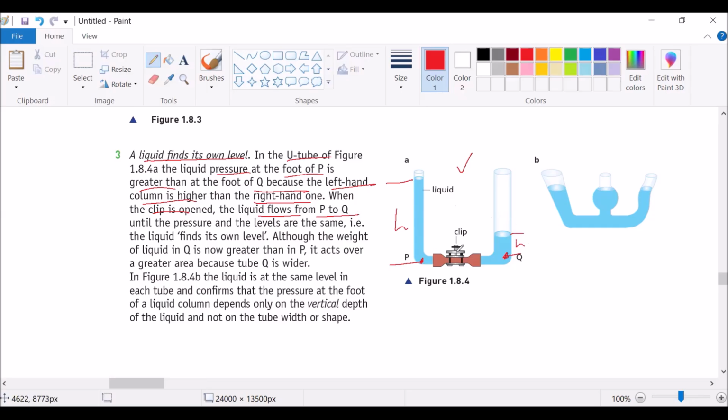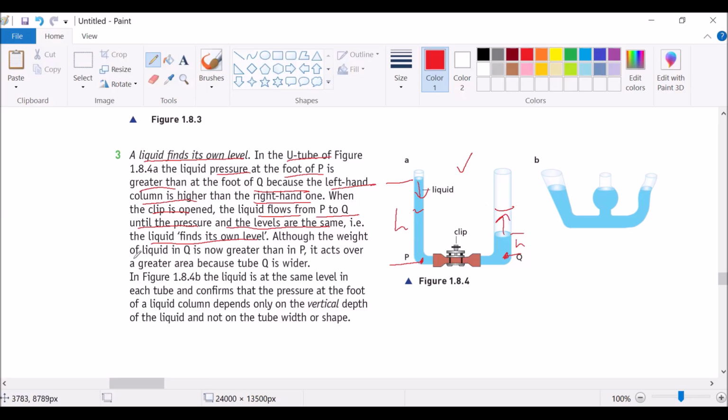So when this clip is opened, because there is high pressure and there is low pressure, liquid flows from P to Q until the pressure and the levels are the same. That is, the liquid finds its own level. So they will be at the same level, and this will go down, and this level will go up.